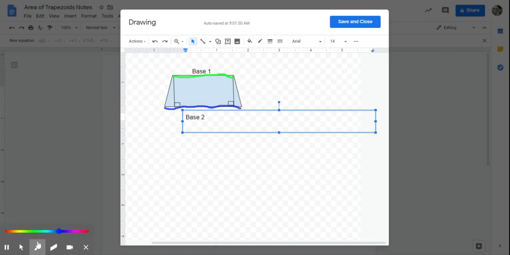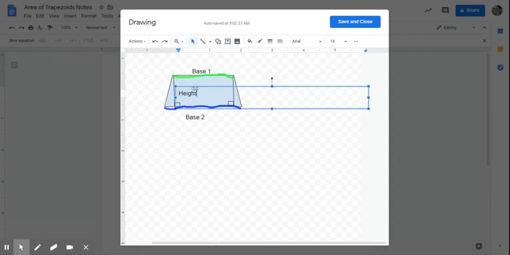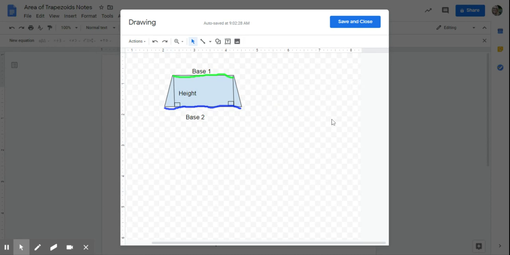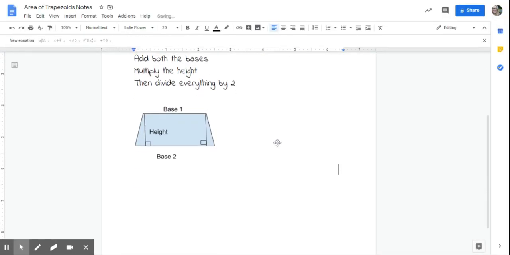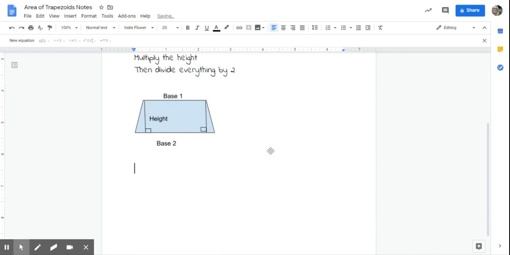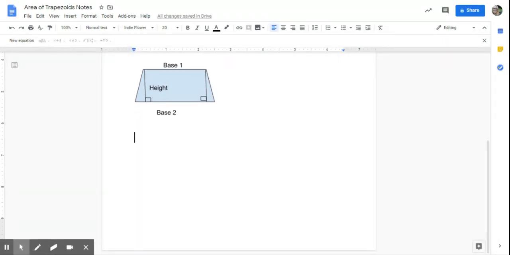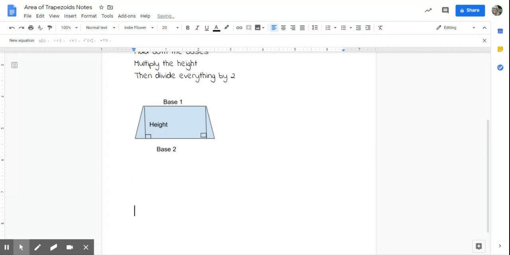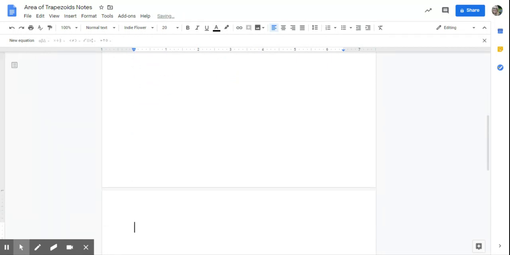Then we have the heights. So the height is going to be right here. That's the one we just drew in. I'll actually put it right there. That way you know exactly where to find everything. So I'm just going to leave that in there as kind of like your regular model. I'm going to go down to my second page just so that we have everything really clean when we do the formulas.